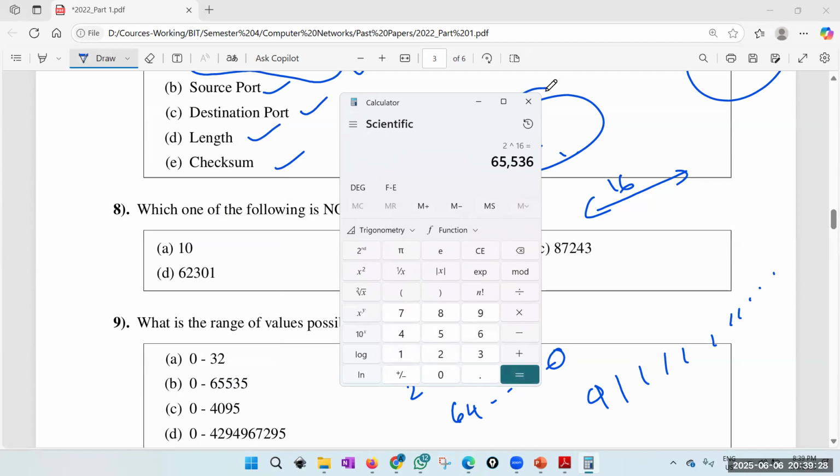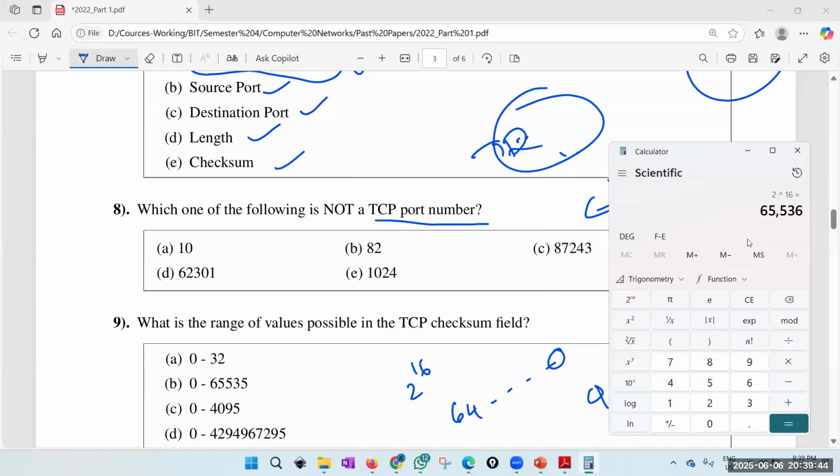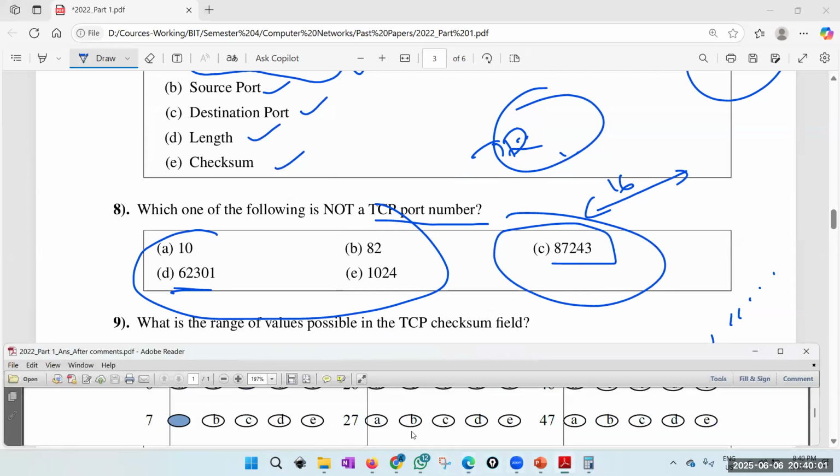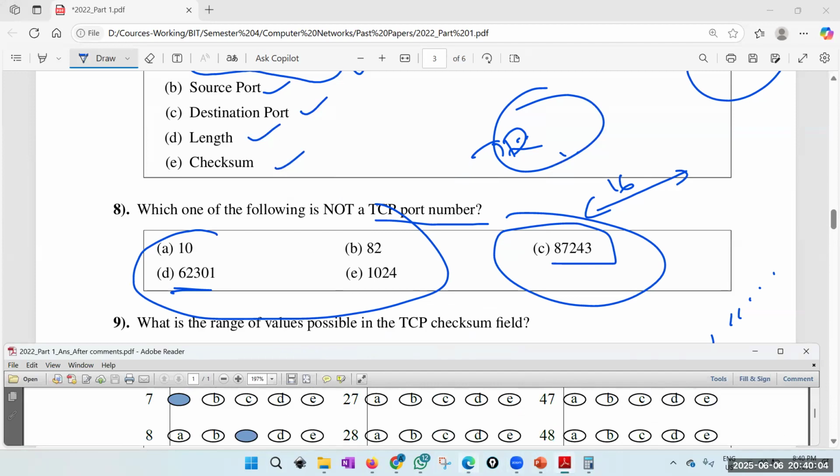It is 65,536. That means the biggest port number is 65,535. So the question is which is not a TCP port number. Anything bigger than 65,000 cannot be a TCP port number. So these are all possible. This is also possible because it is less than 65,000, but this is an 82,000 number. So the answer must be C. Question 8, answer is C. Yes, so we discussed that.